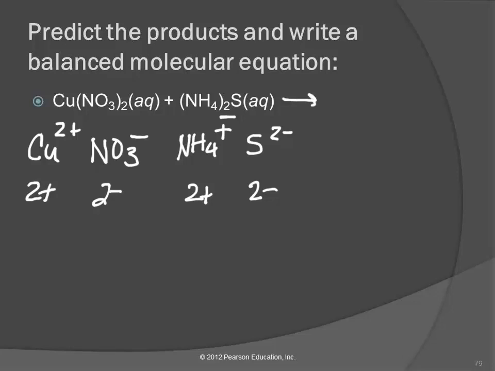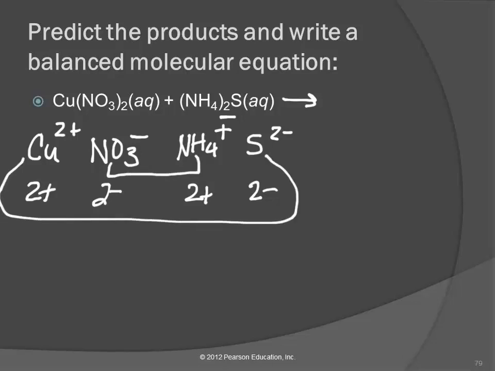So what we're going to do here is we're going to have these swap partners. This is going to be a double replacement reaction. Okay, so copper and sulfur are going to be together, and nitrate and ammonium. The order in which you write these does not matter. Cu2+ and S2-. And then we have NH4+ and NO3-.